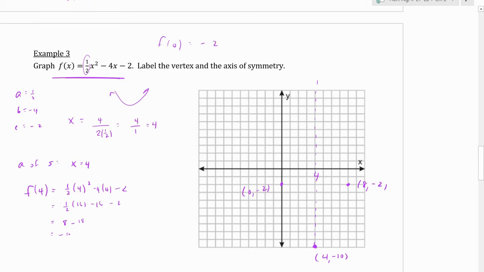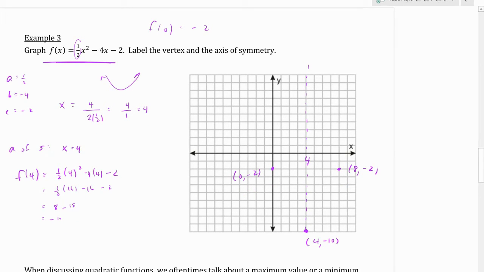And then if I want to get more exact points, I think I just plug a 6 in, because I don't want to have a fraction. That doesn't sound great to me. So I do a half of 6 squared minus 4 times 6 minus 2. 36, half of that's 18 minus 24 minus 2. What's that? Negative 6 minus 2 more, negative 8. So 6 is my x, I get negative 8 as my y. And then I've got my parabola.